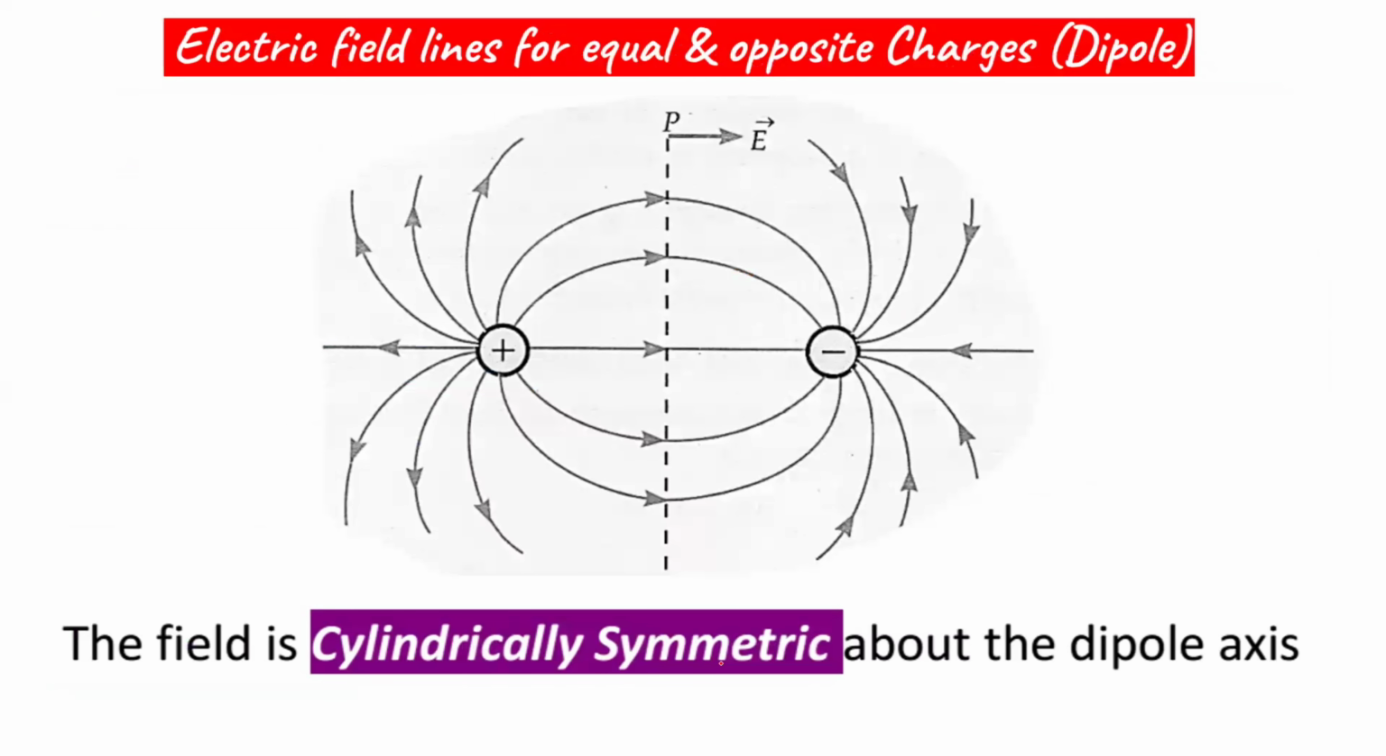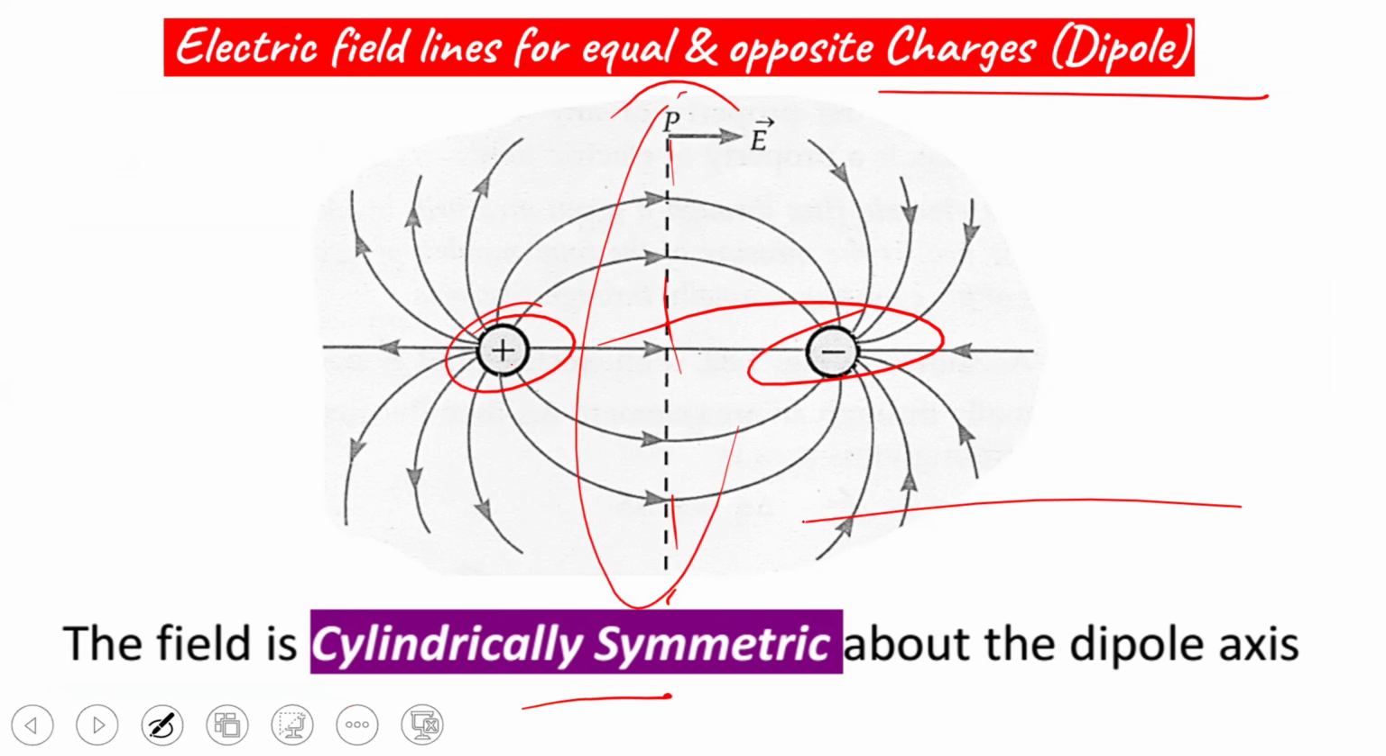Now, field lines for equal and opposite charges. Suppose a kind of dipole structure is there. This one is positive and this one is negative. The two charges are placed side by side, so the field is cylindrically symmetric about the dipole axis. You can see from this, the dotted line shows the dipole axis.